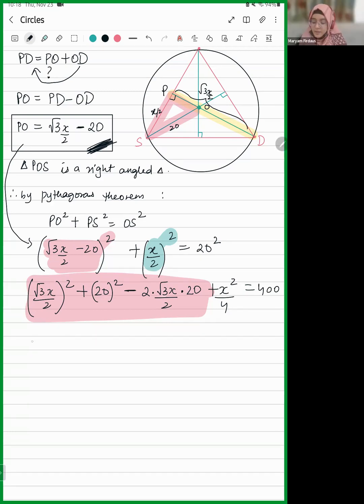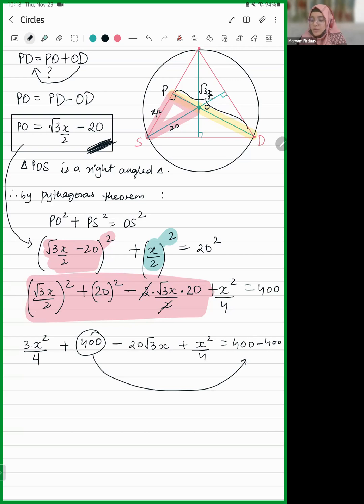Fine. Now let's expand this (root 3 x by 2) whole square. Nothing but calculations over here, okay? So root 3 square is 3. Then we have x square is x square. Then 2 square is 4, plus. Now this is 20 square, which is 400, minus. This 2 and this 2 get cancelled. So we have 20 root 3 x plus x square by 4 is equal to 400. This 400 and this 400 get cancelled and we have a 0 left over here. Or in other words, when you take this 400 to the other side, it becomes 400 minus 400, which is 0.